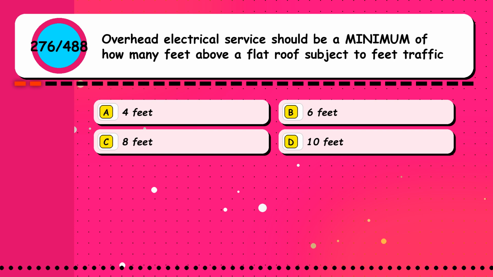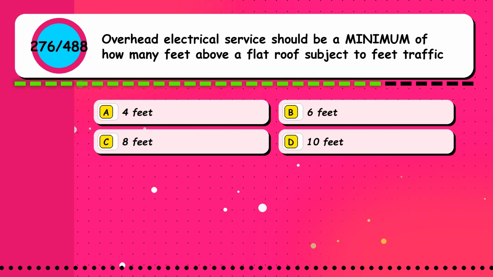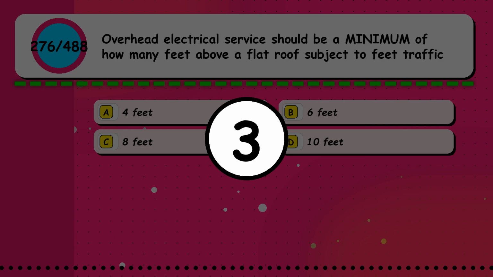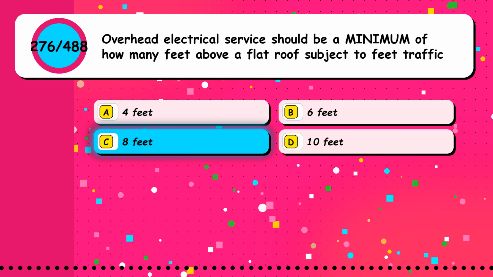Question 276. Overhead electrical service should be a minimum of how many feet above a flat roof subject to foot traffic? Option A, 4 feet. Option B, 6 feet. Option C, 8 feet. Option D, 10 feet. The correct answer is option C, 8 feet.